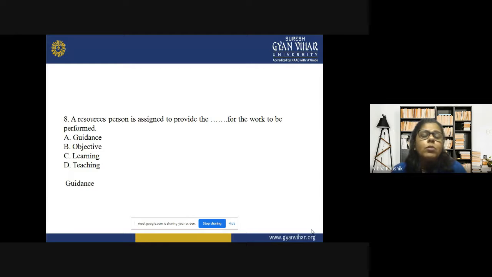Now, students, you have to select the correct answer on the basis of the given choices, and the correct answer is option A, that is a resource person is assigned to provide the guidance to the participants, those who are participant in that particular workshop.